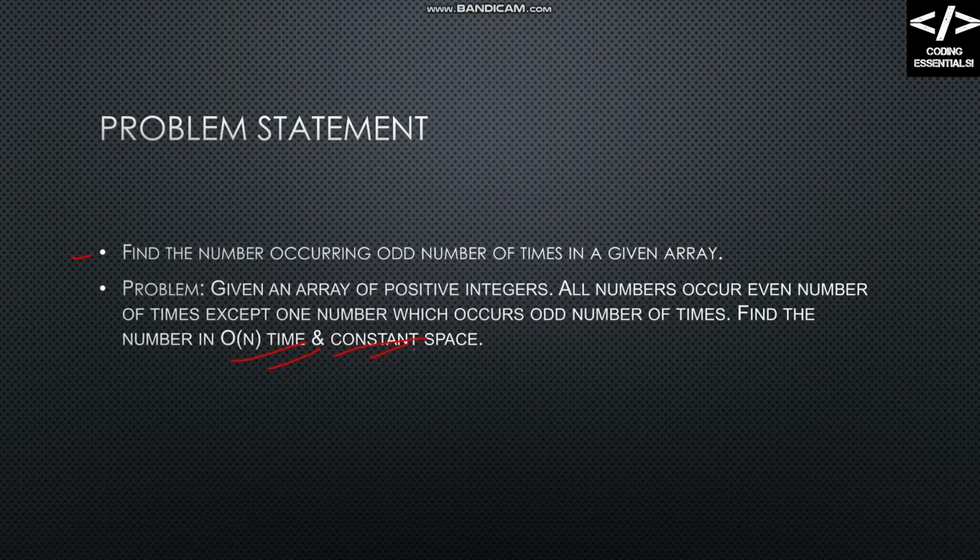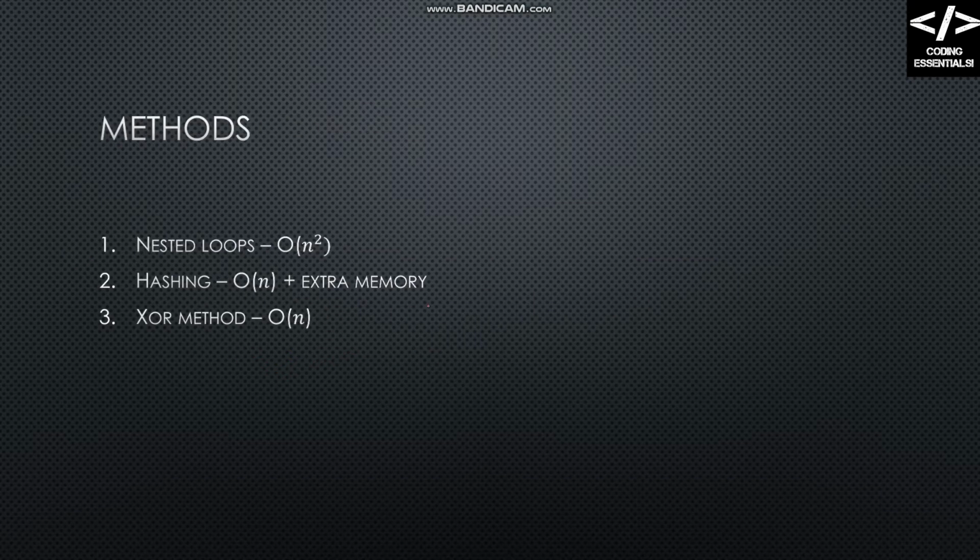You should know which method exactly takes big O of n time complexity and also won't require extra memory. So I will tell you there are three methods to solve this. First one is the simple nested loop. It will take big O of n square time complexity. Then comes hashing. Hashing will take big O of n time complexity plus some extra memory.